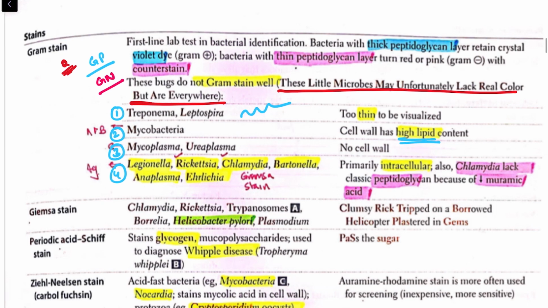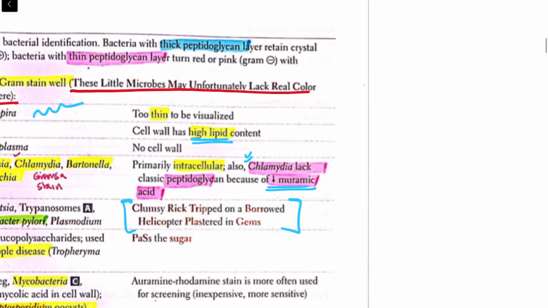Okay, there is an important point that in Chlamydia, there is not the classical peptidoglycan layer because of less muramic acid. Giemsa stain. So Chlamydia, Rickettsia, and trypanosomes are stained by it. Others are Borrelia and Helicobacter pylori. There is also a mnemonic. If you want to remember, clumsy Rick tripped on a borrowed helicopter plastered in gems. Okay, Rick and Morty's Rick, so he tripped on the helicopter which he borrowed, and the helicopter was made of gems. Okay, so just remember visually.